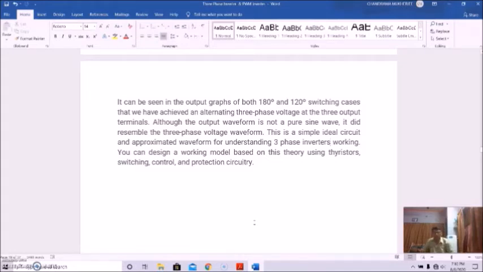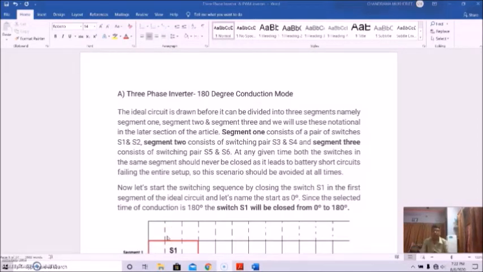So once again, we'll repeat the entire thing, because we have completed the 180 degree conduction mode in the previous class, and 120 degree conduction mode in this class. So as a whole, we will look at the matter once again. As I told you, we'll repeat the entire operational conduction modes, that is two modes, 180 degree conduction mode and 120 degree mode, once again for better understanding of the operation of the three-phase inverter.